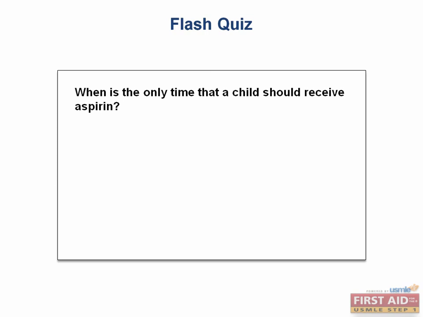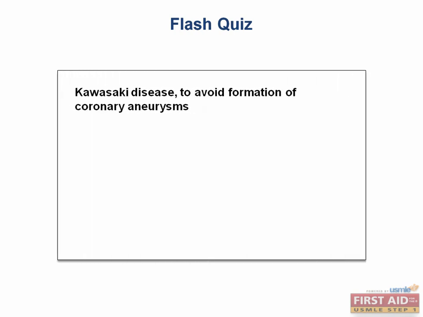Flash quiz. When is the only time that a child should receive aspirin? In Kawasaki disease, to avoid the formation of coronary aneurysms.